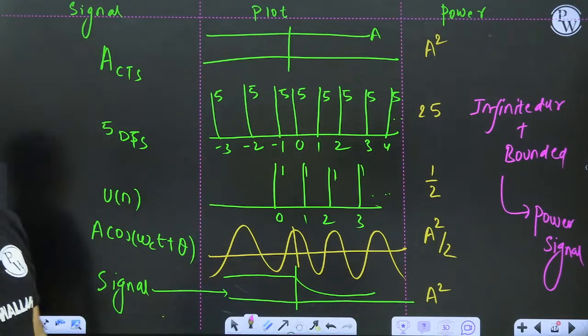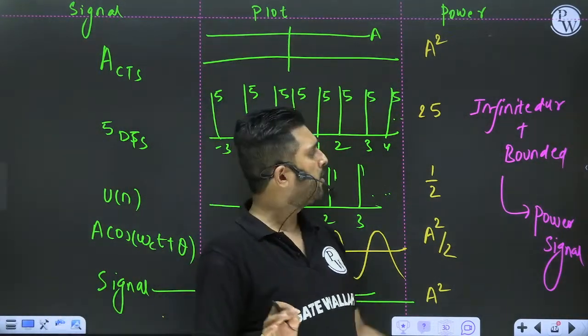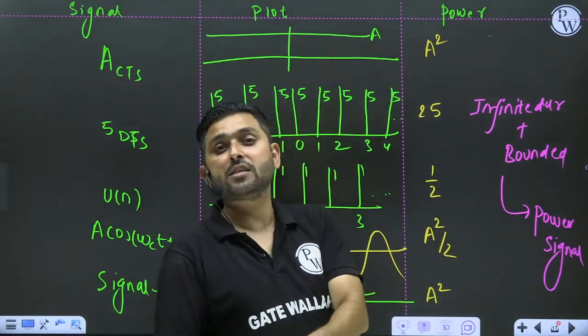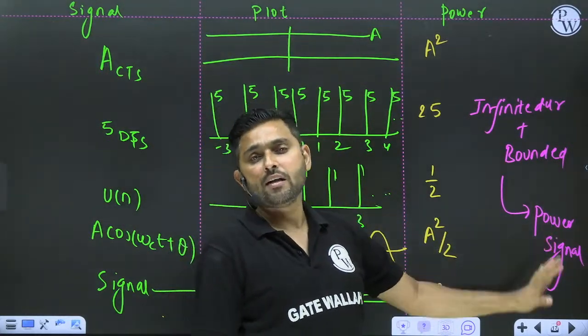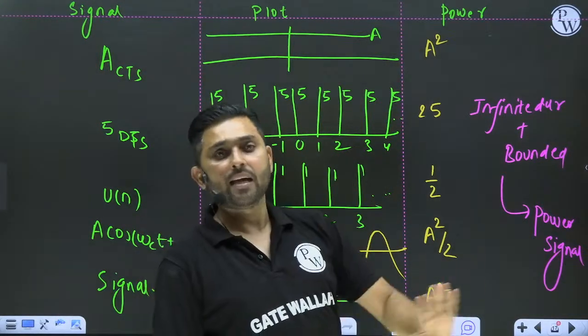Energy signals: finite area, bounded ones. Unbounded signals are neither energy nor power. Delta T is neither energy nor power, but delta N is definitely an energy signal.